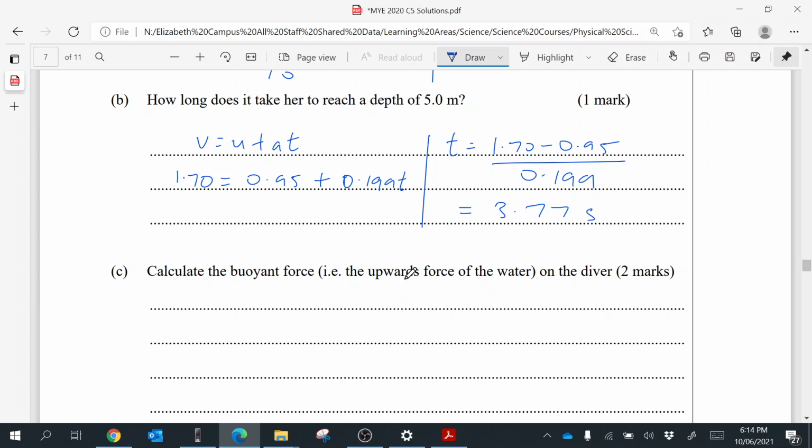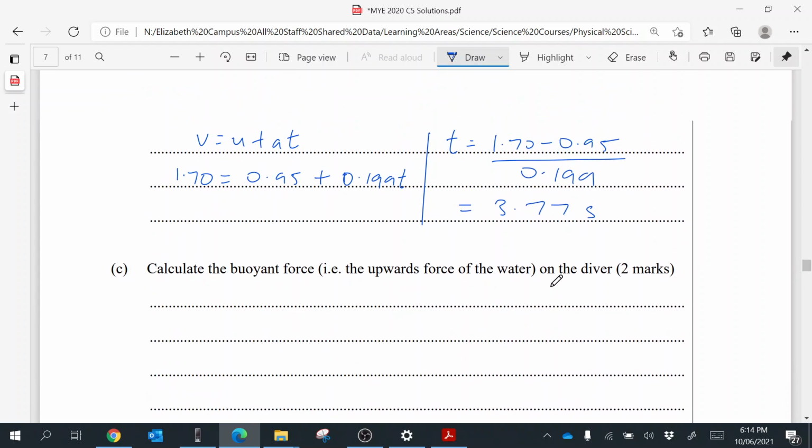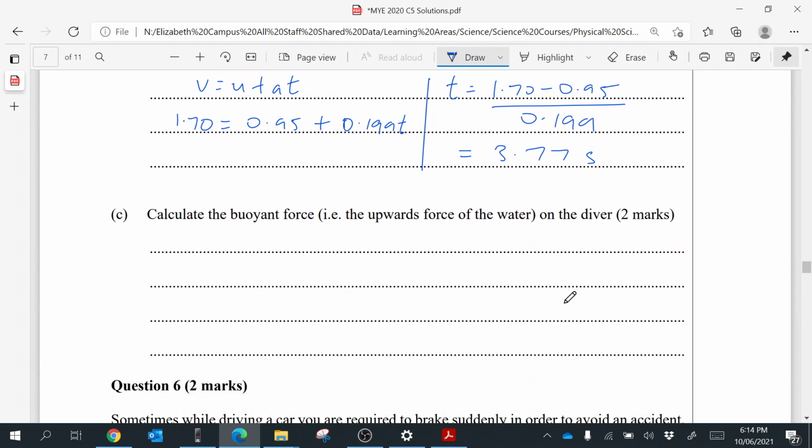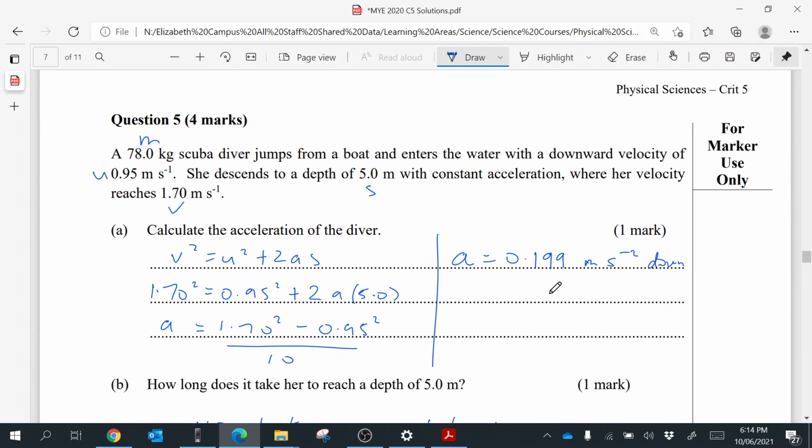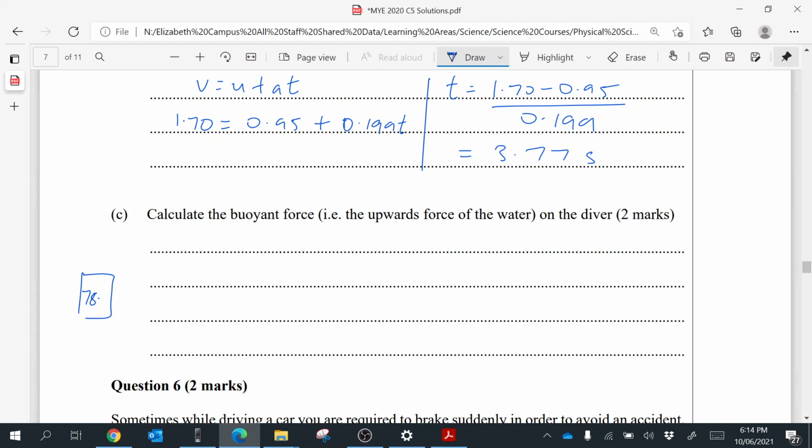Calculate the buoyant force, the upwards force of the water on the diver. Okay, that's a challenging question. So if we have a diver and they are 78 kilograms, we have the force of gravity, Fg, which is equal to mg, mass times gravity. And then we'll have a buoyancy force, which I'm going to call Fb, the buoyant force. The net force is equal to the gravitational force minus the buoyancy force. So with downwards as positive for simplicity, F net is equal to Fg minus Fb.